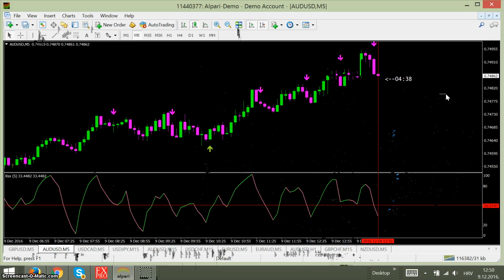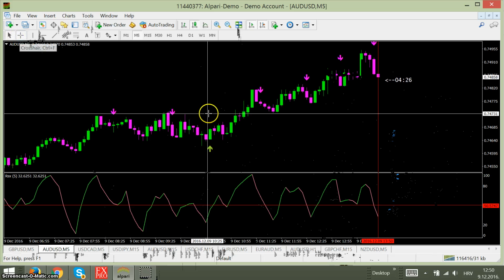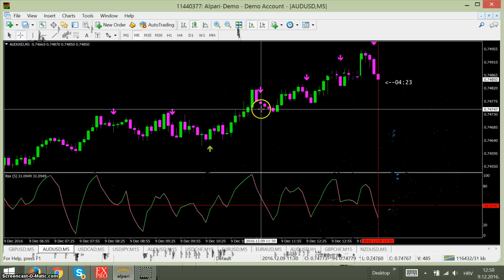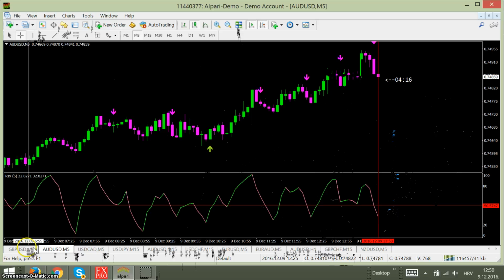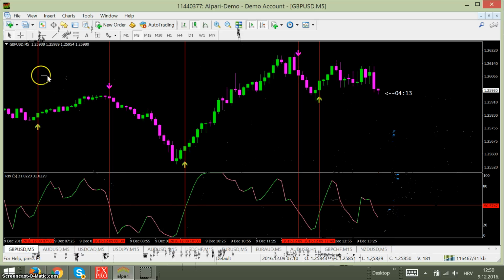You should not take it if you don't want to, but this is an additional situation when you can use this indicator. If you want to be very safe, you can take it only if you have confirmation like here on the first arrow, on the first candle, like we have here. You see, already you have confirmation, or here, but it's up to you.